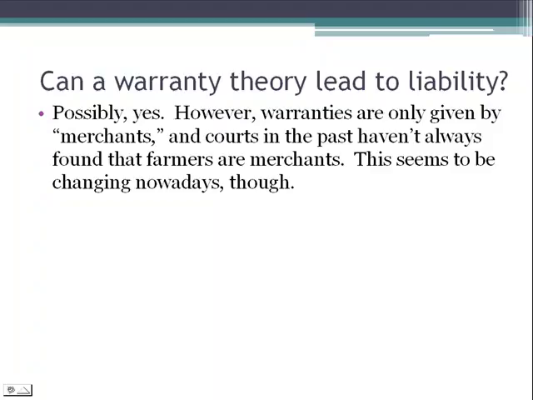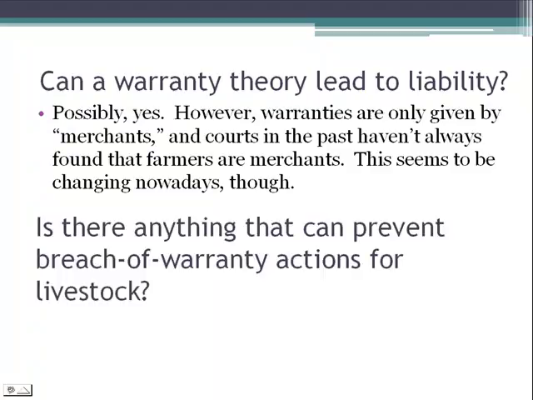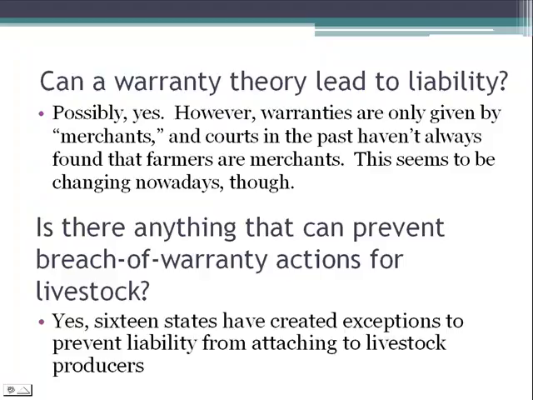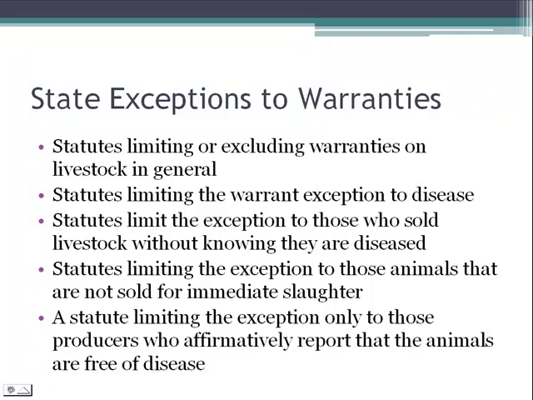But some states have realized that it's possible for this to happen, and they've passed statutes that prevent liability under warranty theory. 16 states, actually. And these are the different theories under which you can't obtain a warranty, you can't bring a warranty claim. And I'm not going to talk about these too much. If you want more information on them, you can go on our website, and there's a publication that talks all about them.